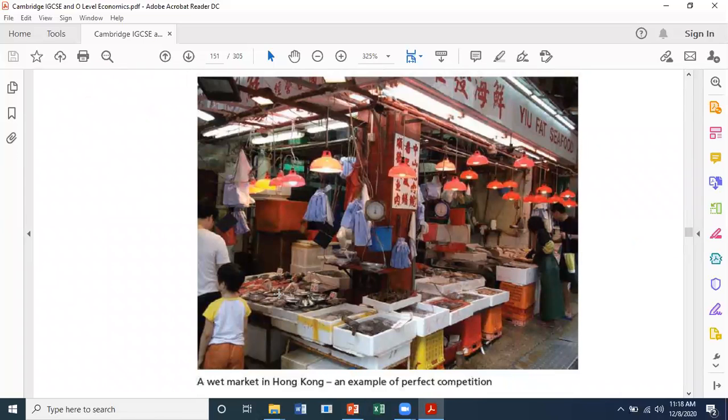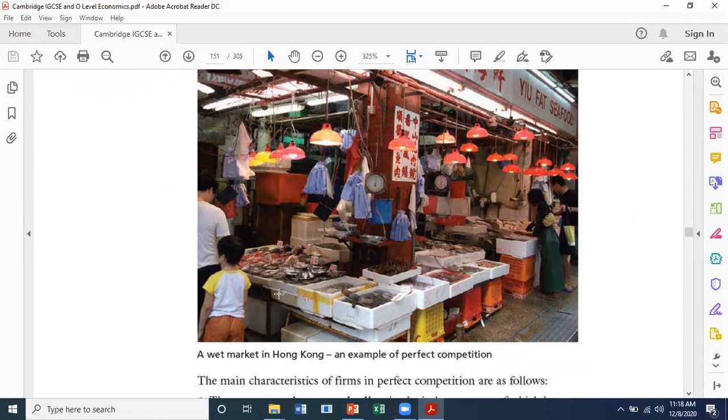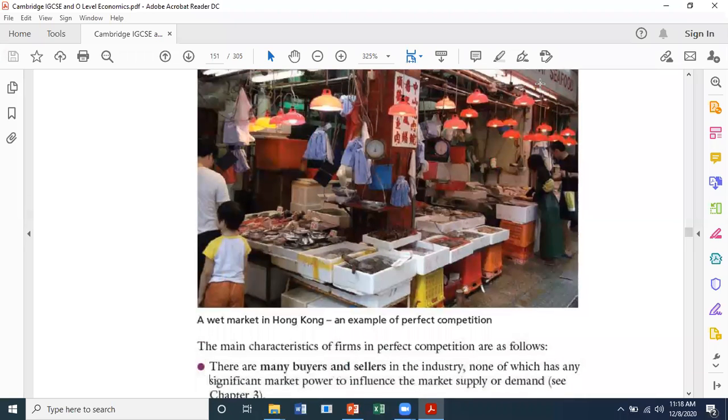So this is the example of perfect competition. In Pakistan, Karachi, we have the Sabzi Mandi. That is a good example of perfect competition.